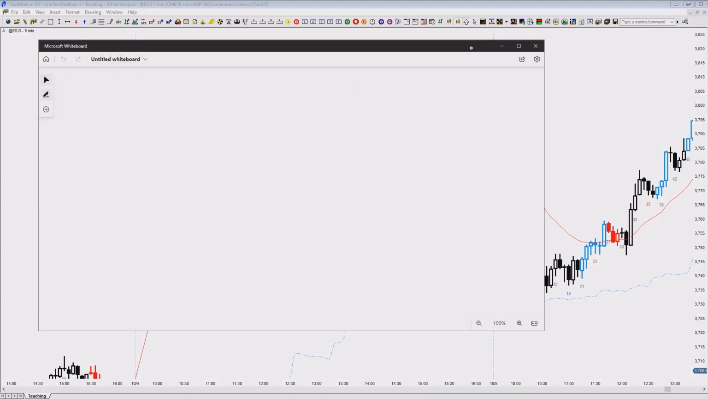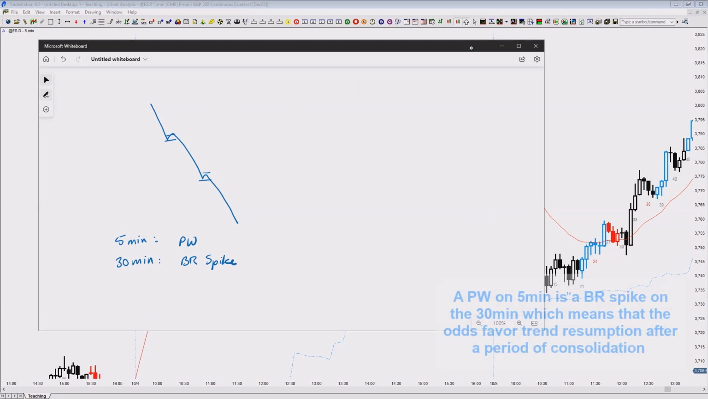Let's say you have a fairly strong bear leg that went down with brief pauses. On a higher time frame, this is a spike. So on the 5 minute, it is a parabolic wedge, but on the 30 minutes, some higher time frame, it's a bear spike. As you know, corrections from parabolic wedges are usually brief. You get the correction, but then there's usually trend resumption, and that is because of this dynamic.